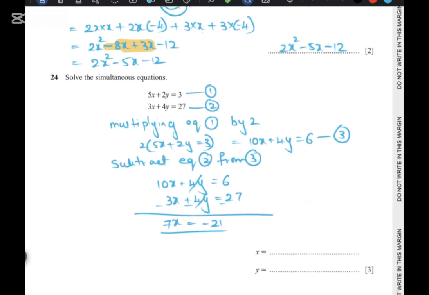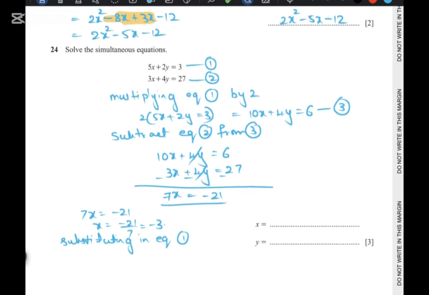Using this, find the value of x. So 7x is equal to negative 21. X will be equal to negative 21 by 7, which is minus 3. Substitute this value in any one of the equations. So substituting in equation 1, 5 into minus 3 plus 2y is equal to 3. 5 into minus 3 is minus 15 plus 2y is equal to 3.